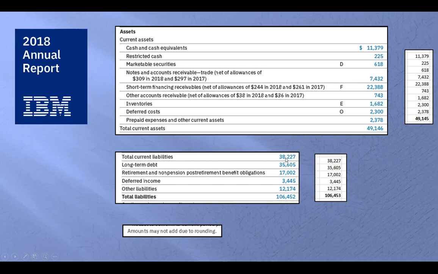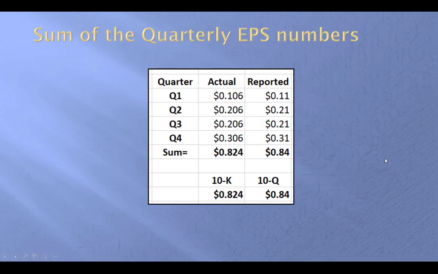Current liabilities. This total rounded is 106,452. They've rounded each of these individually, and when I add it up, it's 106,453. So in this case, it's $1 more. In the other case, it was $1 less. I like what IBM do.